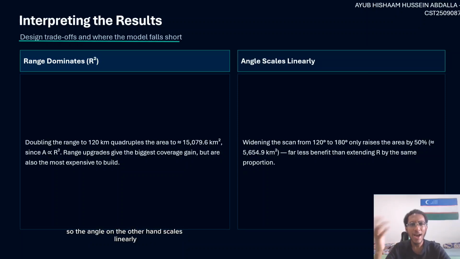The angle, on the other hand, scales linearly. Widening the scan from 120 to 180 degrees only increases the area by 50% to about 5,654.9 square kilometers, a much smaller payoff than extending the range by that same proportion. In practice, a directional or sector radar is more efficient. It uses less power and costs less than full 360 degree coverage, which makes sense when threats or traffic mainly come from one direction, like a runway approach or a coastline.